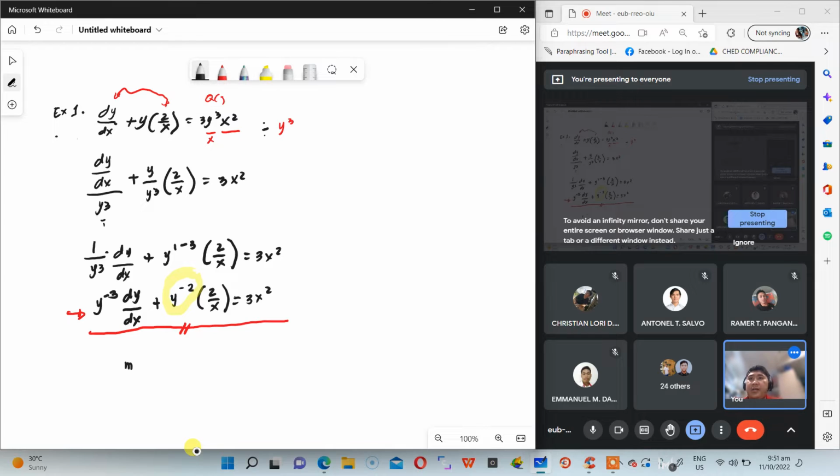So, that is our m, y to the power of negative 2. After that, you need to derive it. So, dm. Remember that this is dx, so therefore this is also dx. So, the derivative of our m, which is y raised to the power of negative 2, over dx.